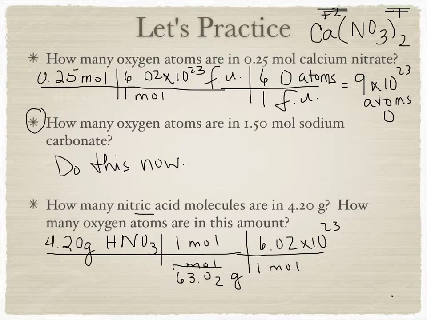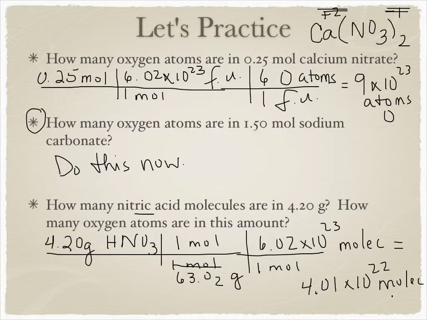Why is it molecules here? Anybody remember? Oh, that's right. Molecules are for molecular compounds, and since HNO3 does not contain a metal, it must be molecular. So these are molecules. All right, so if we do our multiplying and dividing, we should get 4.01 times 10 to the 22nd molecules here.